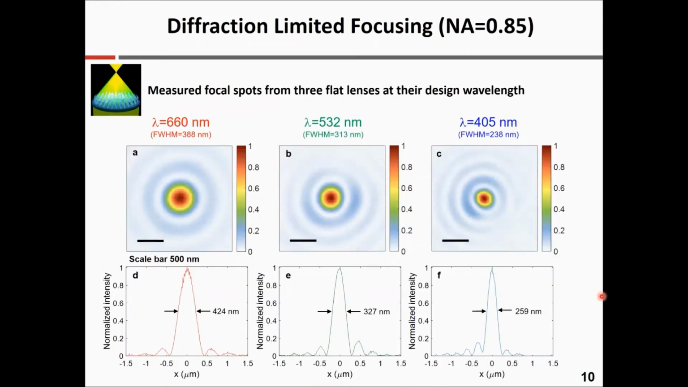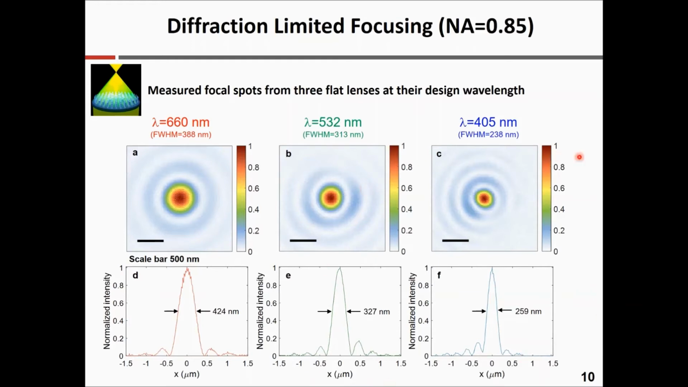One of the important jobs that the lens does is it focuses the light. If you use this lens for imaging or for fabrication, the size of the focus potentially defines the limit for resolution of imaging or resolution of the fabrication. So we designed three different lenses and we fabricated three different lenses with the same numerical aperture of 0.85.